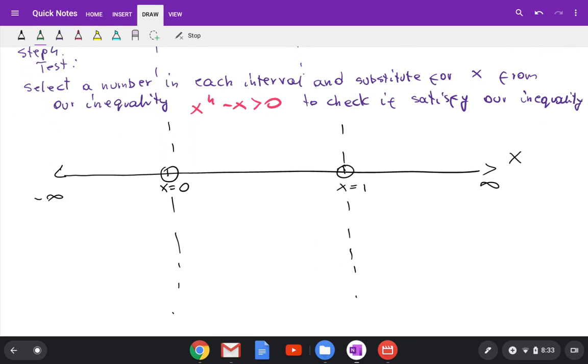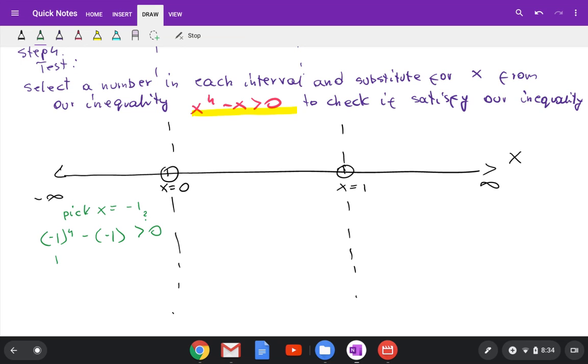So I'm going to pick any number from that interval, any number between negative infinity and 0. So pick x equals negative 1. And we're going to substitute that negative 1 into our inequality. So this is our inequality. I'm going to replace x with negative 1. So I have negative 1 to the 4th power minus negative 1. And I'm checking if that will give me a positive number.